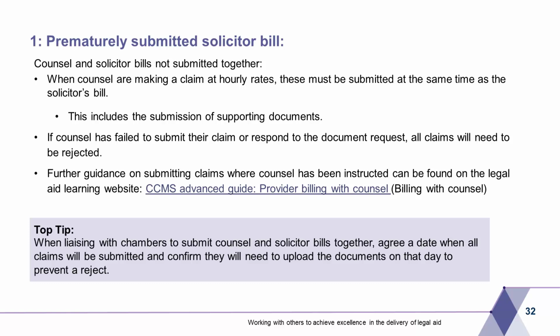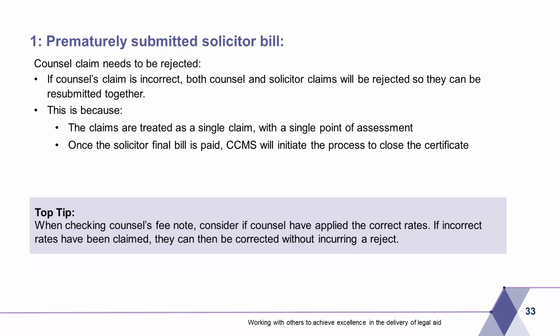So in light of that, the top tip mentioned here is that when liaising with chambers to submit council and solicitor bills together, it's recommended that you agree a date when all claims will be submitted and confirm that they will need to upload the documents also, ideally on that day, to prevent any rejections of those bills. So as mentioned, if council's claim is incorrect, both council and solicitor claims will be rejected so that they can be resubmitted together.